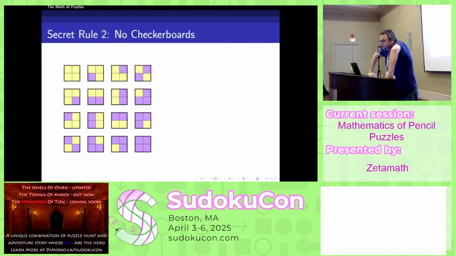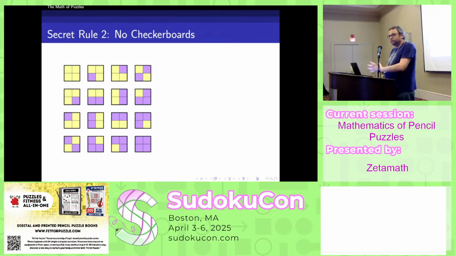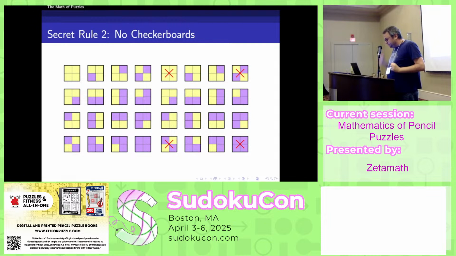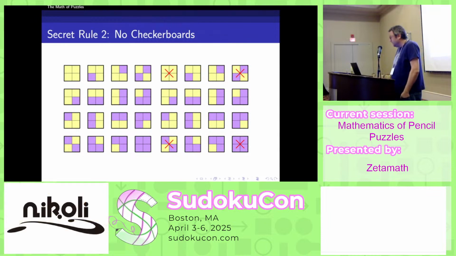Okay, secret rule number 2 is that there are no checkerboards anywhere in the grid. To clarify what I mean by that, I think it's useful to think about the fact that there are 16 ways I can fill a 2x2 with the colors yellow and purple. Okay. One of the rules explicitly is that I don't do the one at the top left and I don't do the one at the bottom right, right? That's what no monochromatic 2x2s means. But secretly, you also can't do the ones in the other corners either. And that's not explicitly part of the rules, but it's a consequence of the rules.